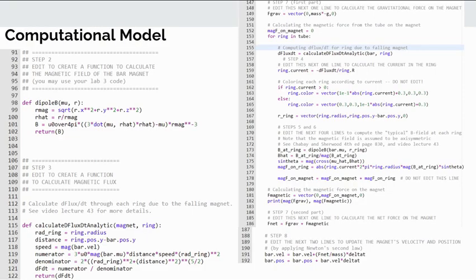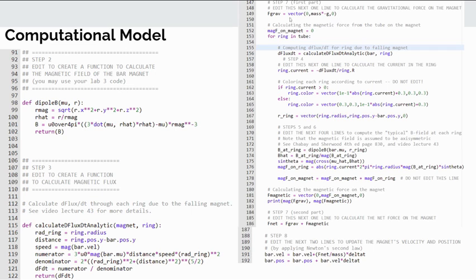Here's my computational model. The top left function with the dipole, that's from lab 2, where it calculates the magnetic field of the moving magnet at any point in space. And the bottom left is the flux generated by that magnet. This was given, but I had to fill in the values. So numerator over denominator gives this flux, dF/dt. The values are shown there.